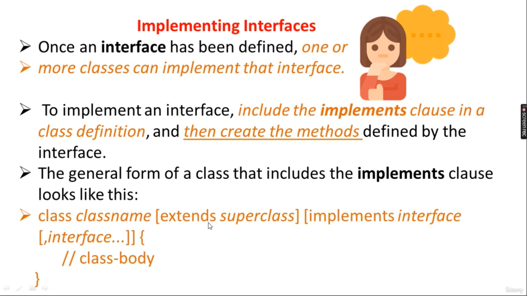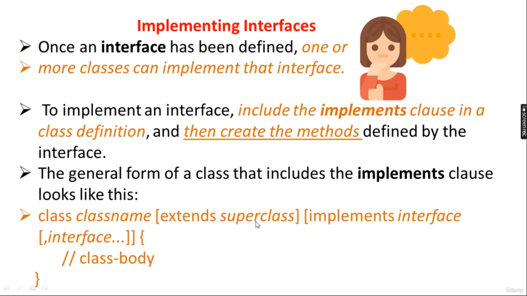Implementing interfaces. Once an interface has been defined, one or more classes can implement that interface. To implement an interface, include the implements clause in a class definition, then create and define the methods defined by the interface. The general form of a class that includes the implements clause looks like this.